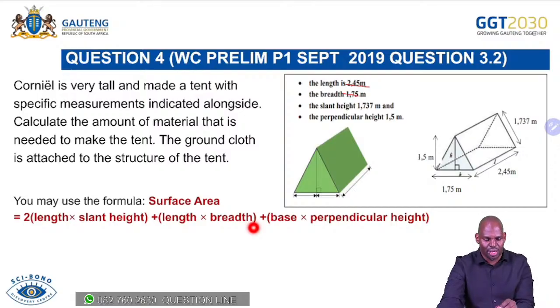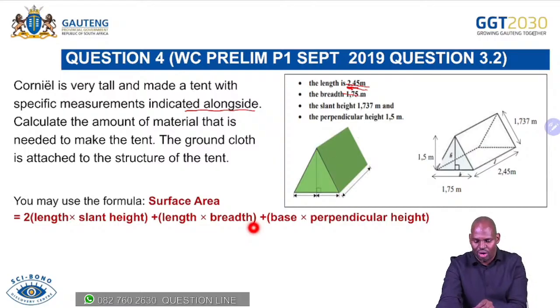Now let's check measurements indicated alongside. We've got the length. If you look at the shape, this is a triangular prism. The length of the triangular prism is 2,45, and it's in meters. Then we've got the breadth, which is 1,75. We've got the slant height. The slant height means it's the skewed height.